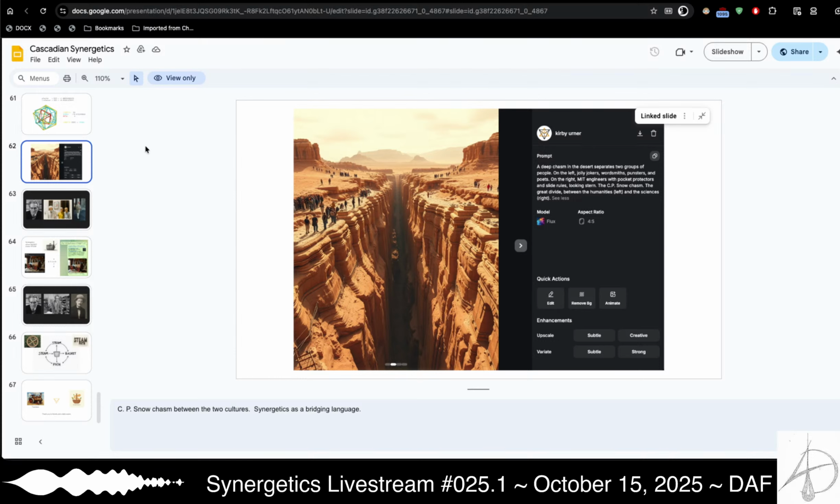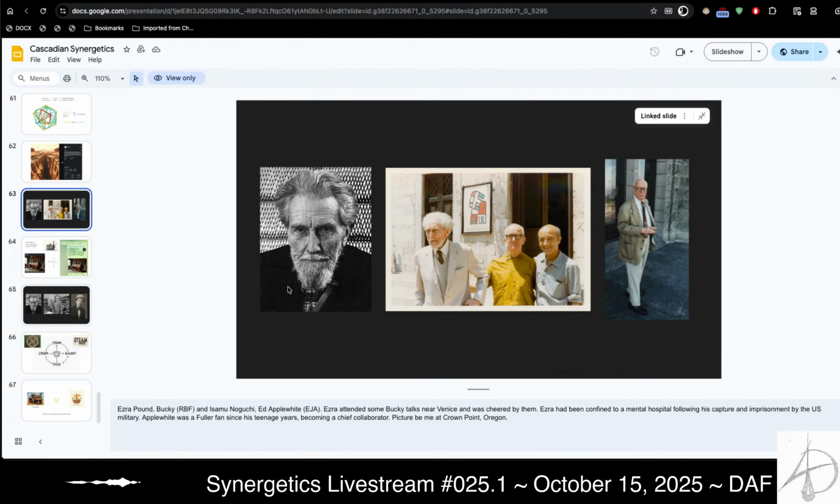So kind of like the word cell versus shape rotator debate, as the kids might say today or maybe yesterday already. So how does that work? How are we going to gap respect, gap clear, jump, and maybe even bridge? Well, Synergetics does it. Here we see more history. Ezra Pound, Bucky, Ed Applewhite, and Ezra attending Bucky Talks, and also Isamu Noguchi here. So more history, connections.